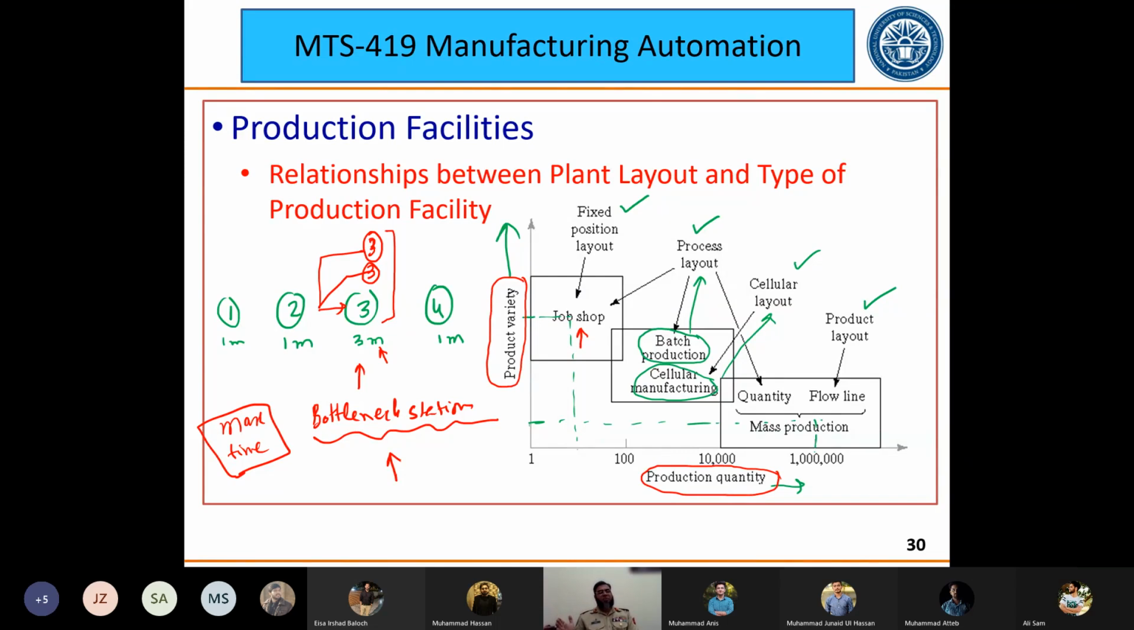Do you understand this? Did you understand the concept of the bottleneck station? I need somebody to respond please, have you understood the bottleneck station? Yes sir. Okay, that's great.